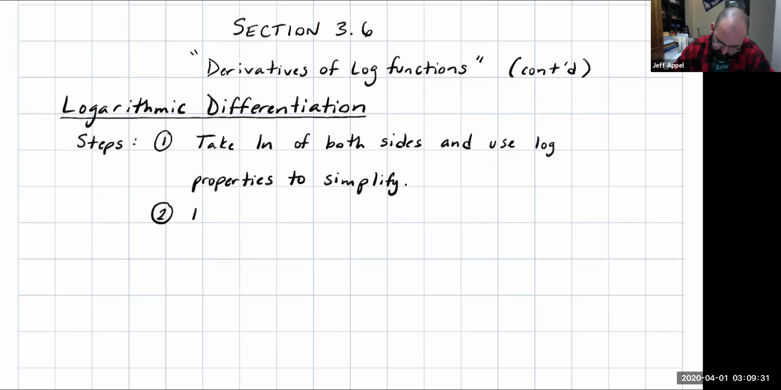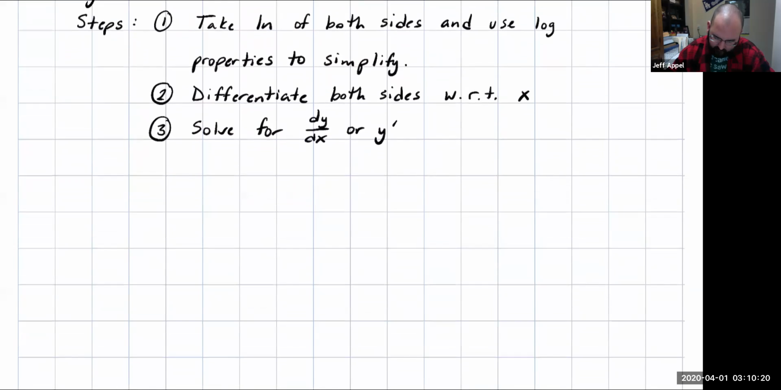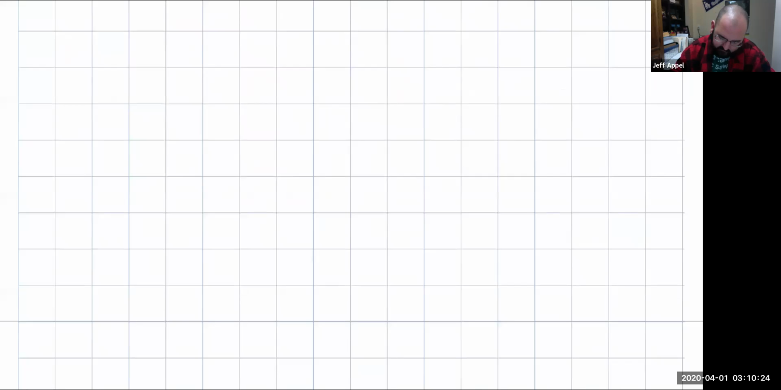Step number 2 is to differentiate. We're going to differentiate both sides of our equation with respect to x. So we will take the natural log, we will simplify, and then we'll take the derivative of both sides with respect to x. And then the final step is to solve for dy/dx or y prime, depending on the notation that you choose to use. So there's the process, and what I'd like to do is walk us through a couple of examples to see how this is going to work.